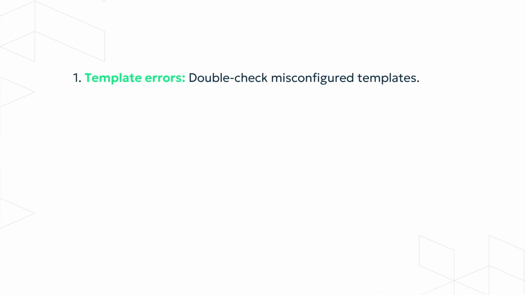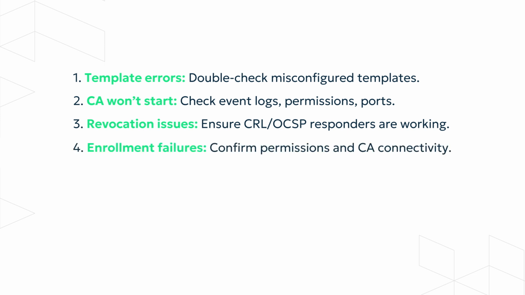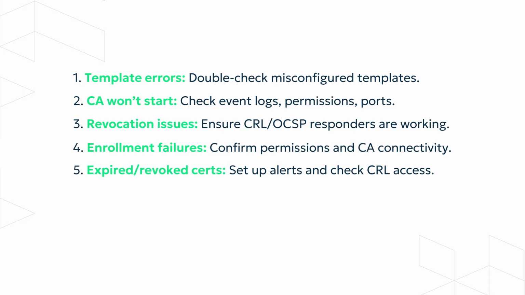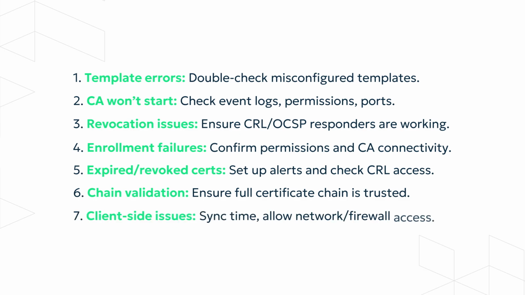Template errors: double-check misconfigured templates. CA won't start: check event logs, permissions, and ports. Revocation issues: ensure CRL or OCSP responders are working. Enrollment failures: confirm permissions and CA connectivity. Expired or revoked certs: set up alerts and check CRL access. Chain validation: ensure the full certificate chain is trusted. Client-side issues: sync time, and allow network or firewall access.